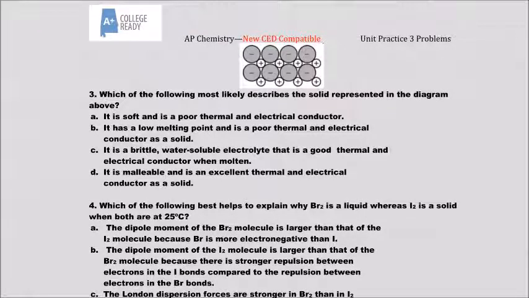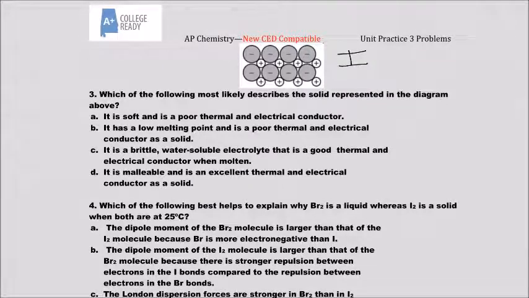Which of the following most likely describes the solid represented in the diagram above? Okay, well, it looks like all the answers are descriptions of types of solids. So let's decide what kind of solid this is, and then we can find the answer that goes along with that. So the types of solids, we had atomic, molecular, covalent network, ionic, and metals. So which one of these does it look like? I see negatives and positives. Definitely looks like ionic.